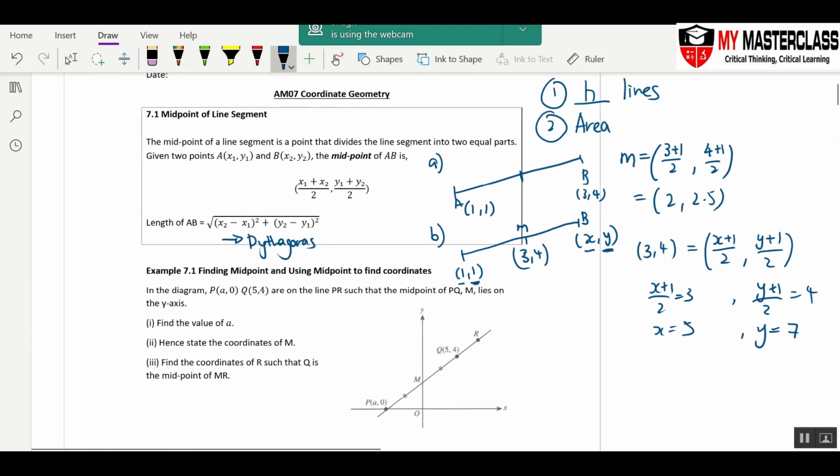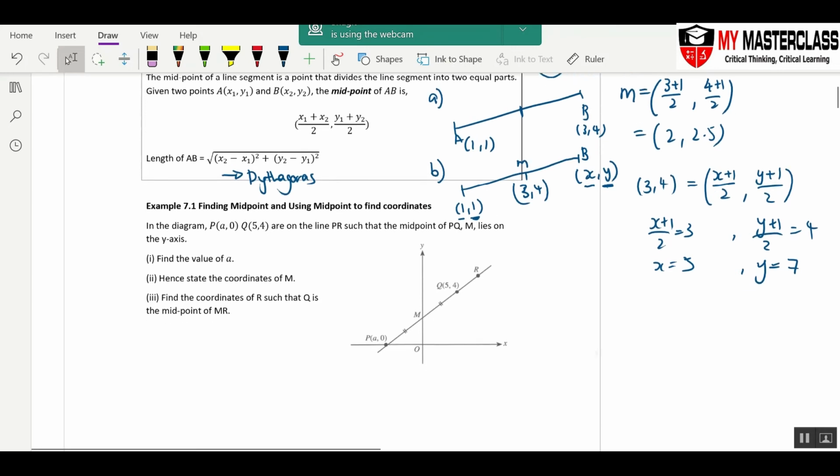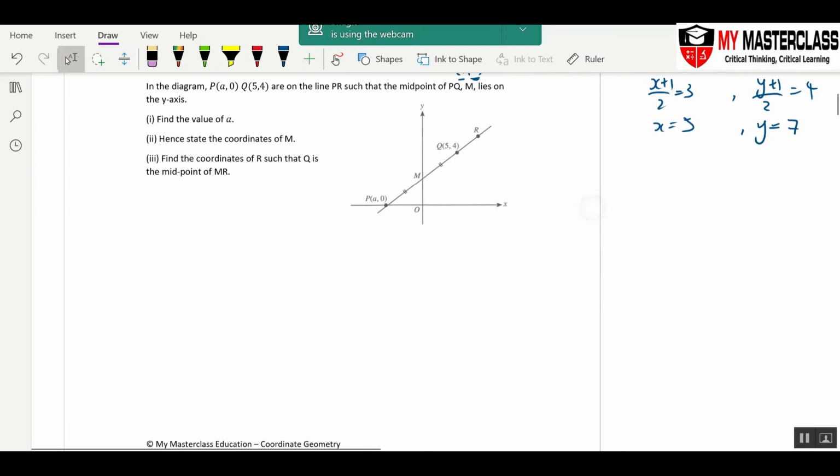So the first two concepts are midpoint and length. All these examples that I'm going to discuss with you are from examination questions. In the diagram, P is given as (a, 0). Why is it comma 0? Because it's on the x-axis. And you have M, the midpoint. M lies on the y-axis. What does it mean? It means that it has a coordinate of (0, y).